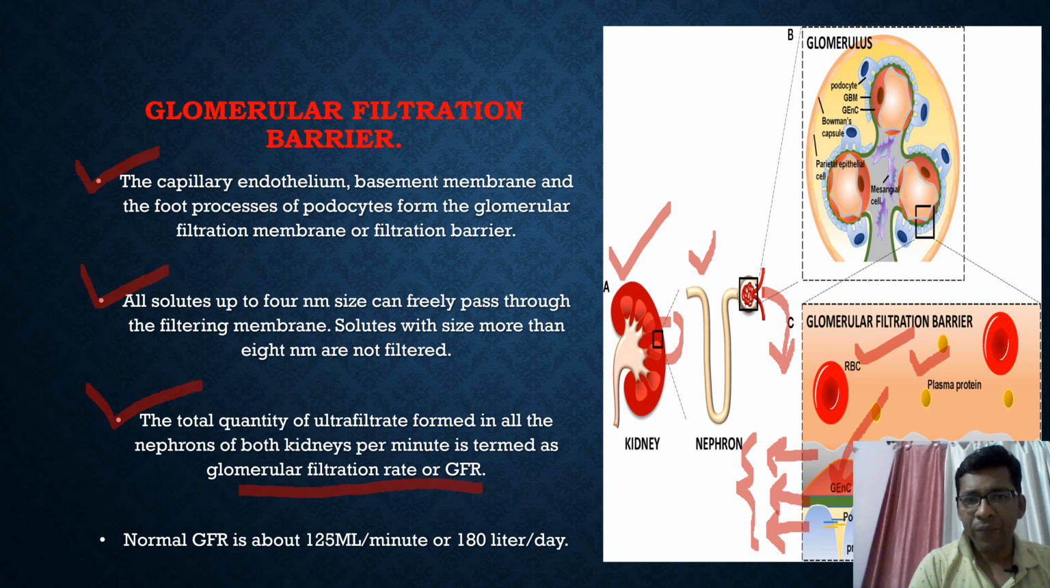Throughout your life, you will get this terminology glomerular filtration rate or GFR. So, we have to study GFR in detail. The normal GFR is 125 ml per minute or 180 liters per day. This amount and the urine amount are totally different because of the effect of tubular reabsorption and secretion. So, glomerular filtration amount and urine amount are different.